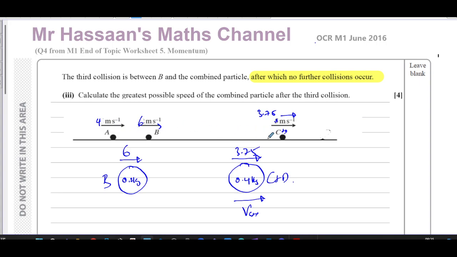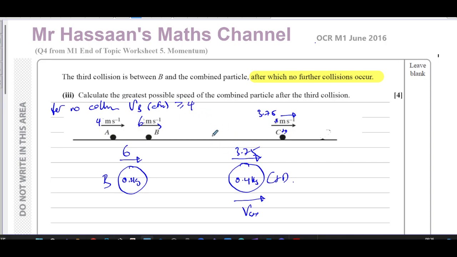Now, if the speed of B becomes less than 4, then A and B will collide, because A is going to be moving at 4, and B will be moving at less than 4. Eventually, they'll collide again, and this will not be true anymore. There will be a further collision. So for there to be no further collisions at all, the velocity of B after the next collision has to be greater than or equal to 4.